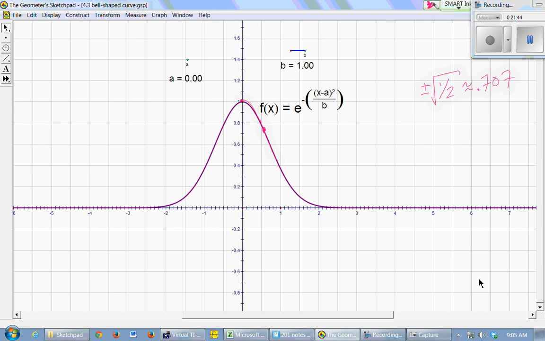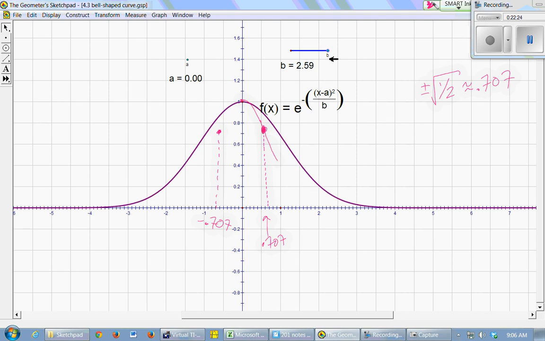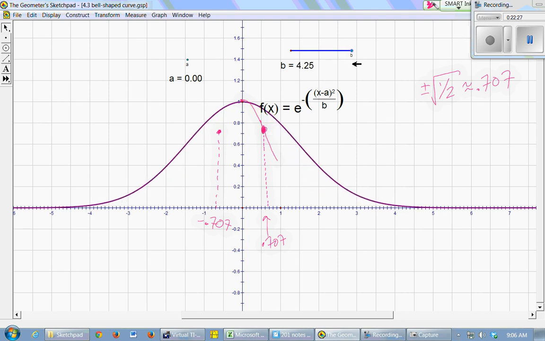So everybody see the change in concavity from bending downwards to bending upwards. And that point right there looks like a point of inflection, and if I drop a perpendicular, that point is approximately 0.707. And then we have another one on the other side. Concave down, switches to concave up, about right there. Negative 0.707. And then when you change the value of b, those points of concavity move. I can use this little slider, and the points of concavity change based on the value of b.